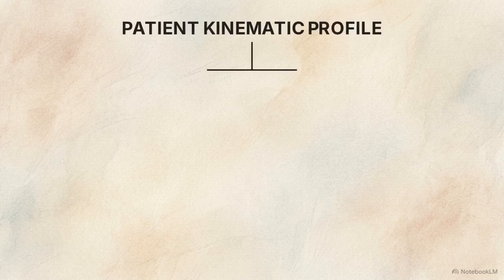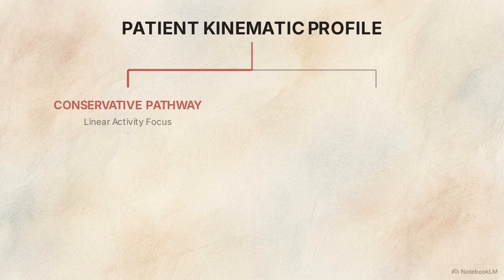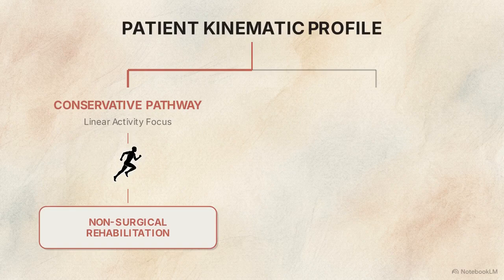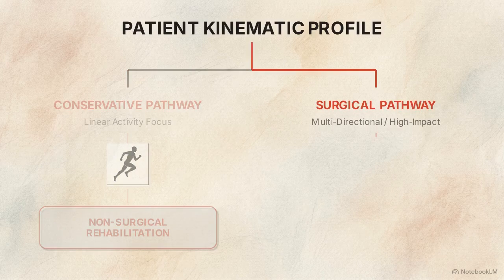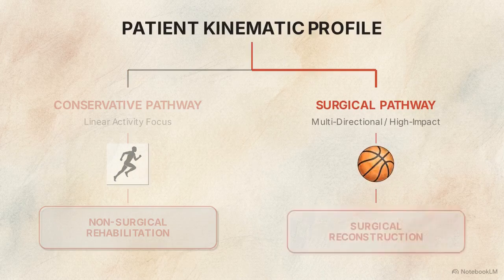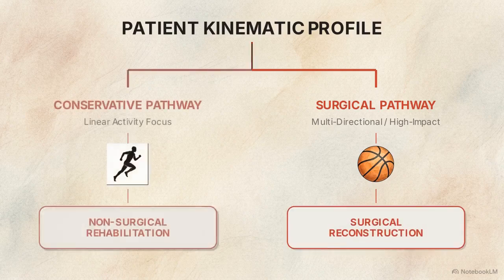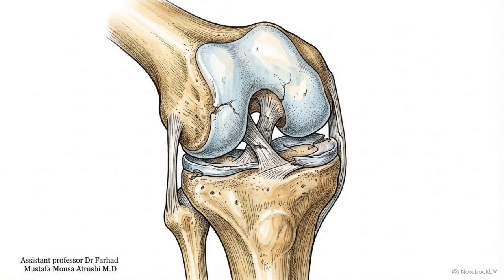This decision tree outlines kinematic triage. The clinical pathway is determined by the intended future activity levels of the patient. The conservative pathway is suitable for individuals who strictly perform linear exercises, such as jogging, cycling, or swimming. For these patients, surgery is generally not required, and function is restored through targeted rehabilitation. The surgical pathway is required for patients demanding a return to multi-directional sports, like basketball or soccer. Without surgical reconstruction, the joint will buckle under rotational stress.